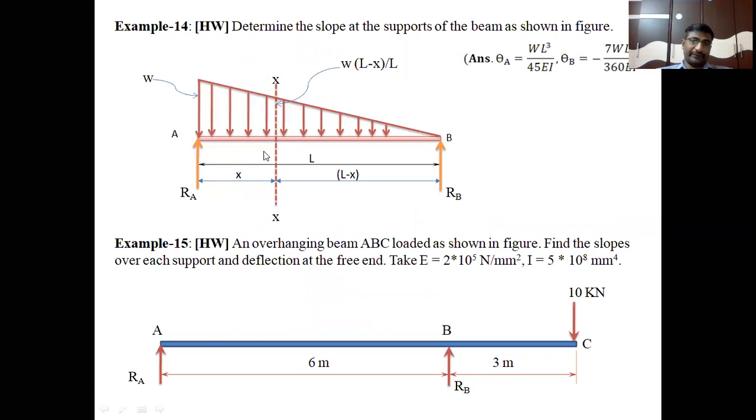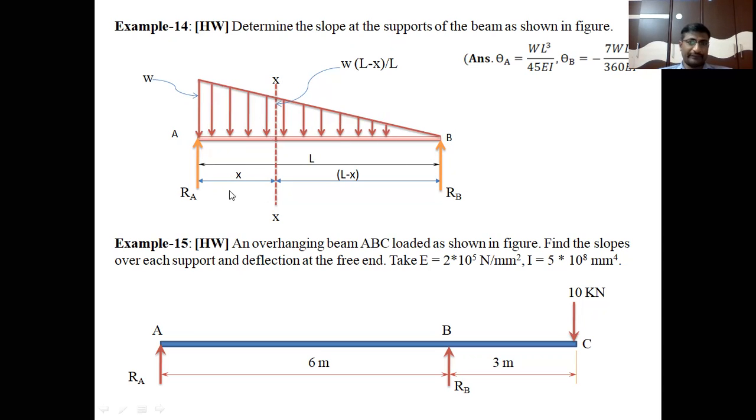Let us look. These are the two homework problems. You have to try these problems after looking at all the videos in the deflection chapter. Then you can try these two problems, example 14 and 15. Example 14 is a simply supported beam with UVL. The UVL has maximum intensity W load at its left support and 0 intensity at the right support.